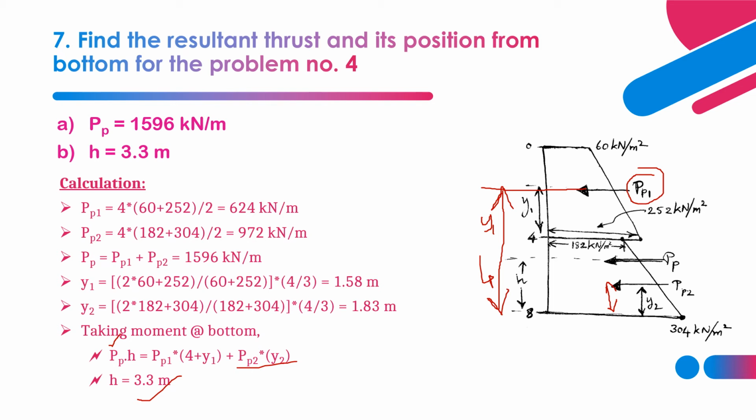This will be similar in the case of active earth pressure also. The same approach has to be followed for active earth pressure. The only difference is in the pressure distribution diagram, because we are considering the Ka value, that is the coefficient of active earth pressure. This is an important thing that we have to consider.